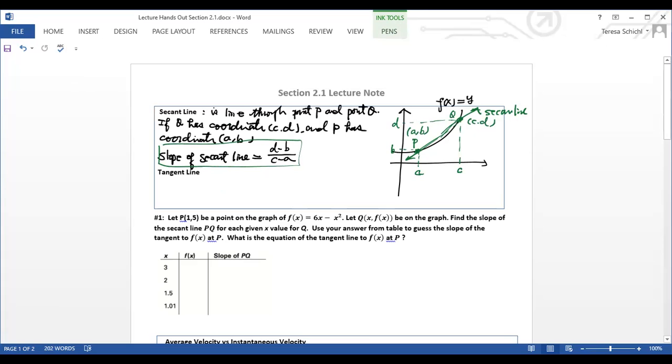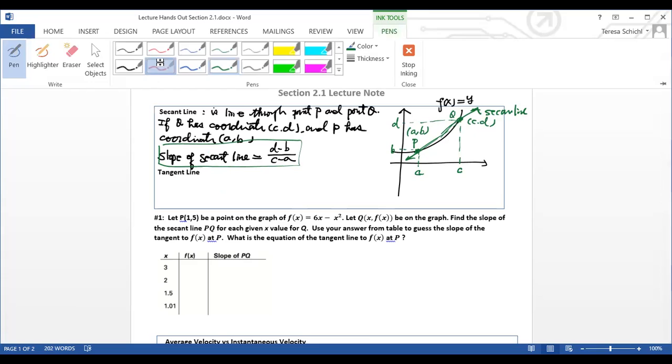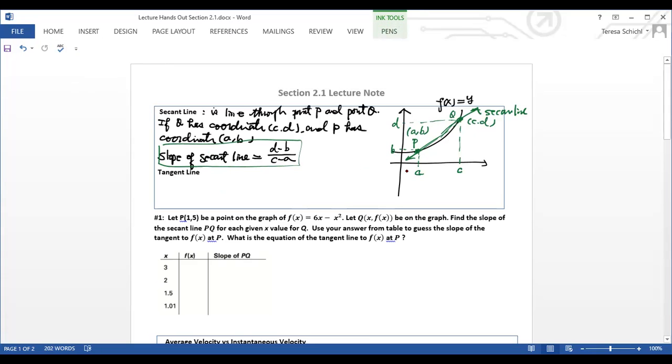Now the next thing: what is the tangent line? The tangent line is a line that touches the graph at only one point. This red line here, I drew this one pretty well, is my tangent line. And that's what a tangent line is.